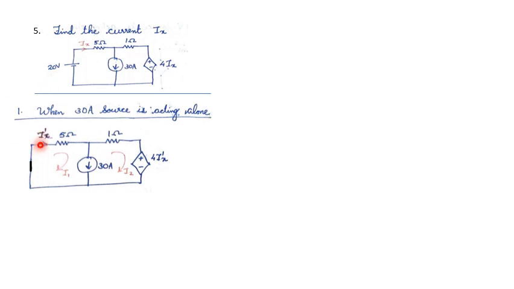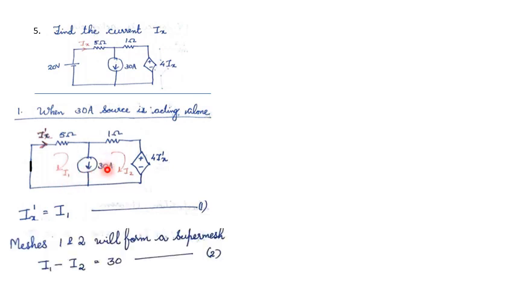Here we have to find Ix dash. This is Ix dash. So this source voltage will be 4 into Ix dash. Now in order to find Ix dash, consider mesh currents I1 and I2. Now looking into the diagram, we can write Ix dash and I1 are the same. And again from this diagram, I1 flows downwards, I2 flows upwards, and the net current is 30 ampere downwards. So we can write I1 minus I2 is equal to 30. This is equation number 2.